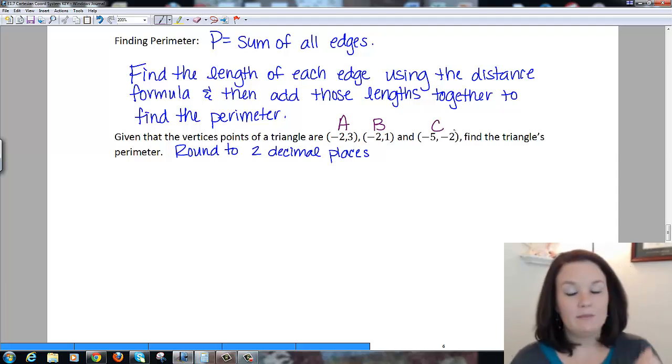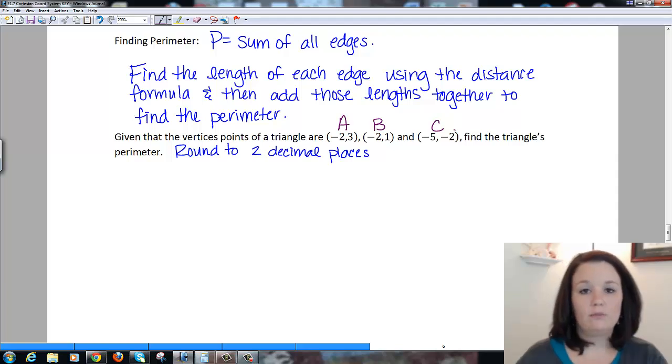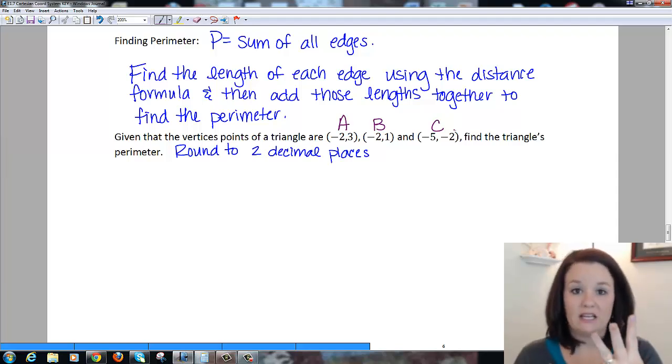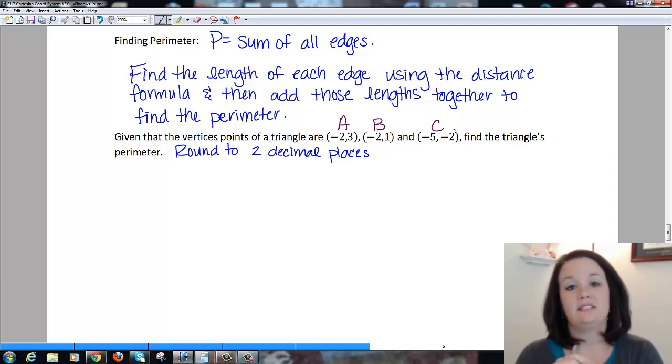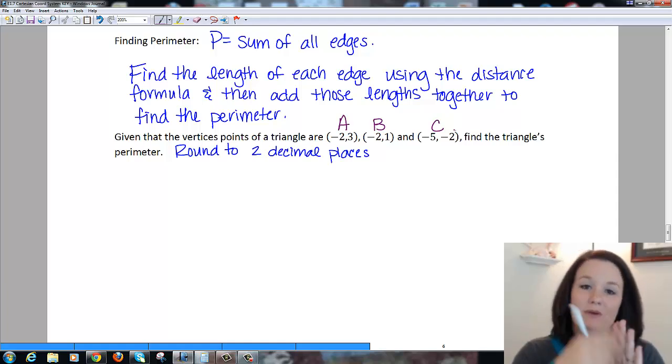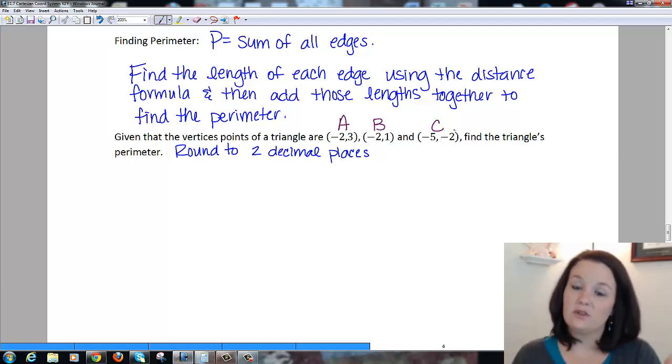Then I'm going to find the distance from one point to the other. I should have 3 sides, which means I need to do the distance from A to B, the distance from B to C, and then the distance from C to A. That way you get all 3 sides. And then once I know the 3 distances, I just add them together to get the perimeter.